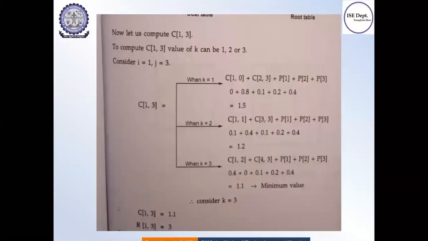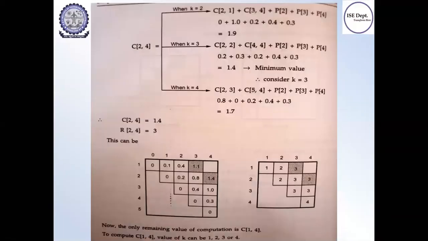4 comma 4, again check for 4 comma 4. Okay, 4 comma 4 is already 0, which indicates it's not required. Correct? So I'm not going for any further subtree for that. Correct? So this is clear, I hope.